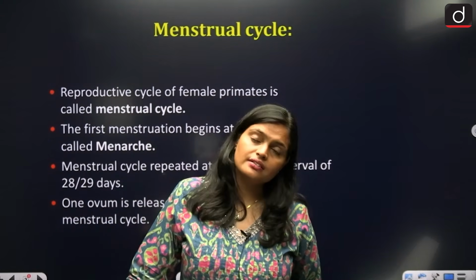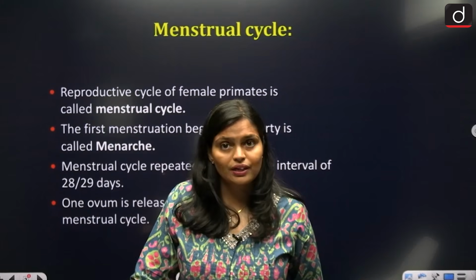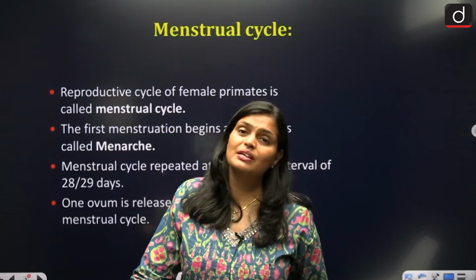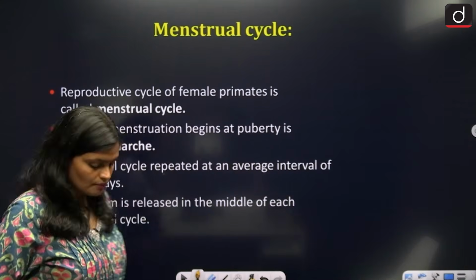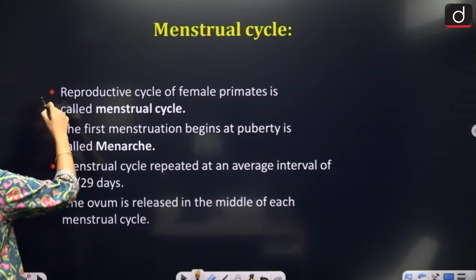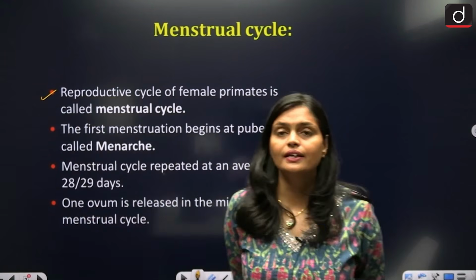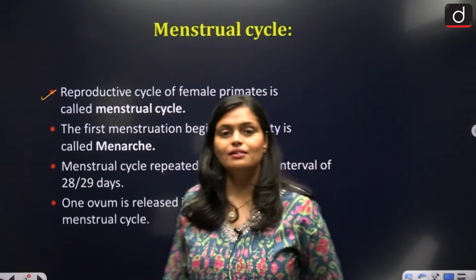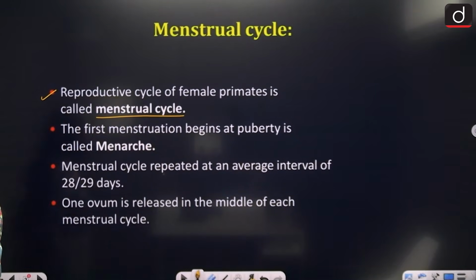Now the menstrual cycle again plays a very important role in reproduction, because during this menstrual cycle only, the egg develops. Menstrual cycle is basically the reproductive cycle of female primates. It is the reproductive cycle of female primates, called the menstrual cycle.